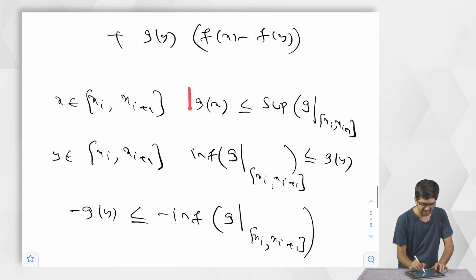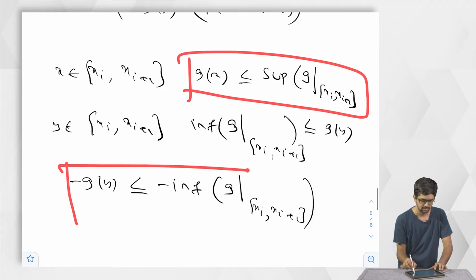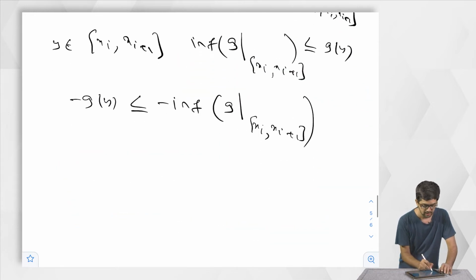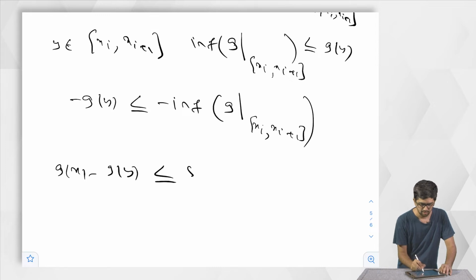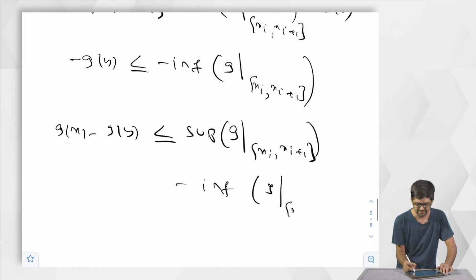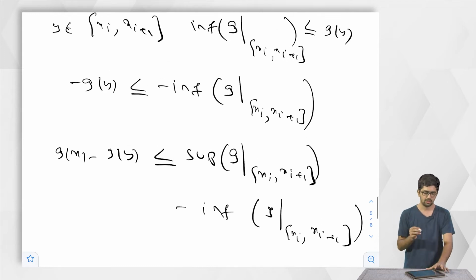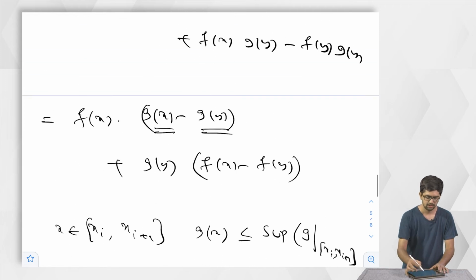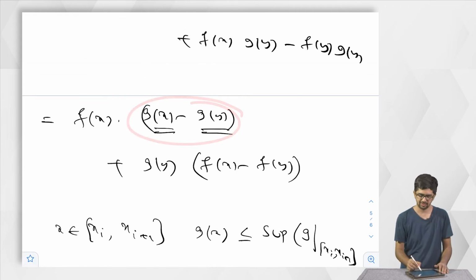Now just add these two inequalities. What do we get? g(x) minus g(y) is less than or equal to the supremum of g restricted to x_{i+1} minus the infimum of g restricted to x_{i+1}. Now we got some approximation for this part, and the same thing works for this one also.